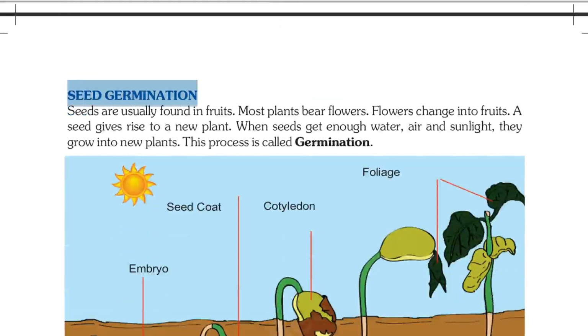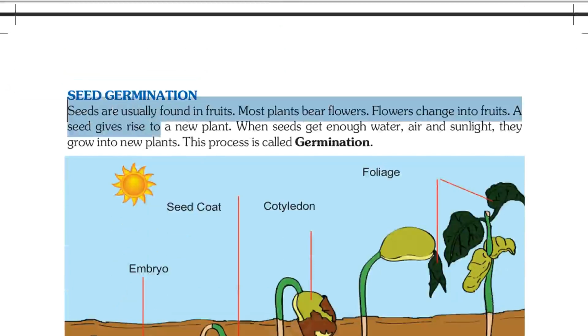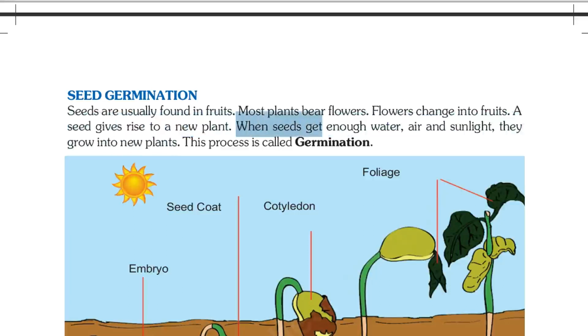Seed germination. Seeds are usually found in fruits. Most plants bear flowers. Flowers change into fruits. A seed gives rise to a new plant. When seeds get enough water, air and sunlight, they grow into new plants. This process is called germination.